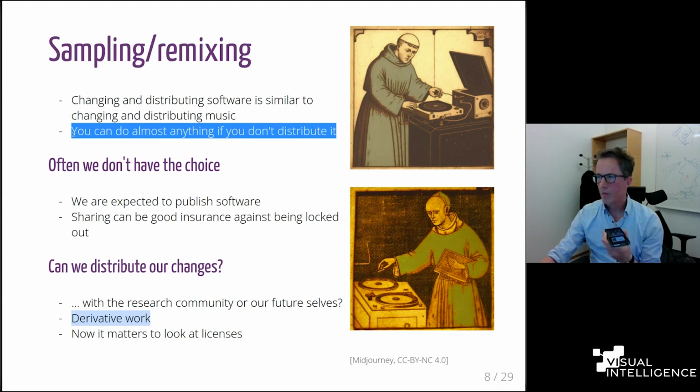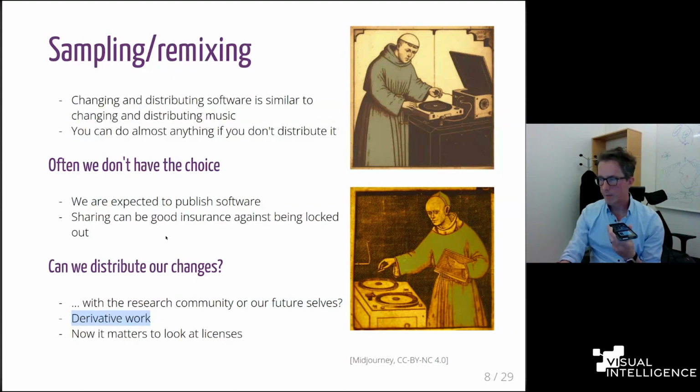because we don't have the choice, because we are expected to publish software. Journals require this more and more, and I think for good reasons. Sharing software can also be a good insurance against being locked out of your own code, both for individuals and organizations. So we want to publish, and suddenly we need to be careful. Can I do derivative work? Can I make changes and share them?